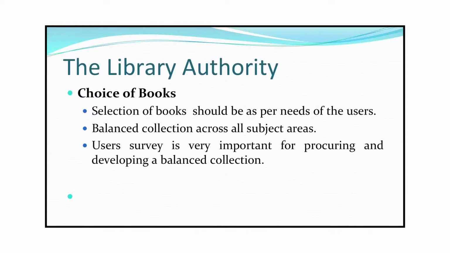Then the second law also has an impact on the library authority. According to the second law, choice of books has to be done in a very judicious manner by the libraries. According to the second law, libraries have to be very careful, very prudent in selecting books for their collections. Selection of books has to be done as per the needs of the users. Library authority should strive to maintain a balanced collection. Balanced collection means the collection should include books across all the fields of the universe of knowledge.